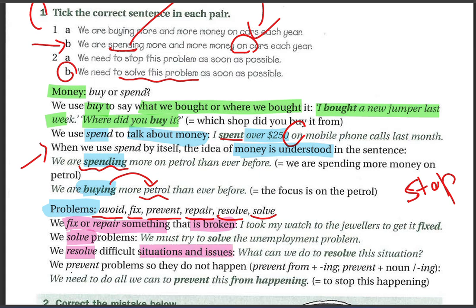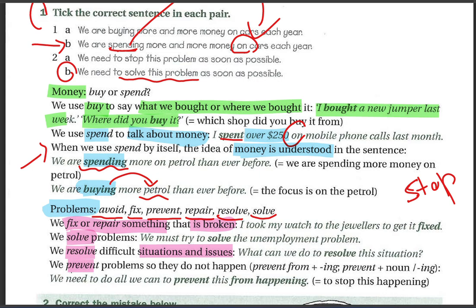So the difference between solve and resolve. The resolve is more difficult. It's about situations and issues. What can we do to resolve these situations? The next, we prevent problems so they don't happen. When you prevent it, you don't let it start happening.